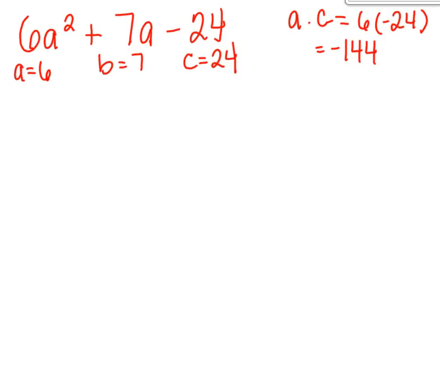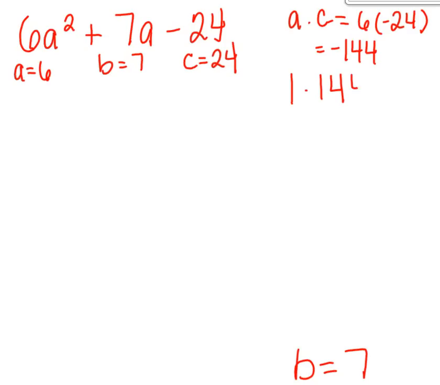So when I deal with this negative 144, I think my goal is to get the B of 7. So I'm going to be a little bit strategic about this.